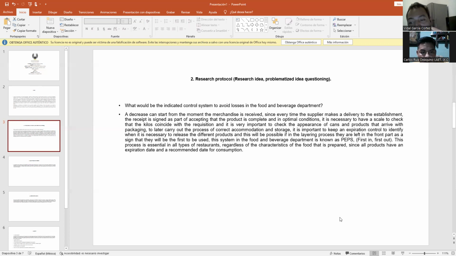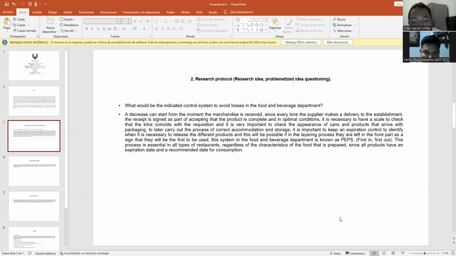It is necessary to have a scale to check that the kilograms coincide with the requisition, and it's very important to check the appearance of cans and products that arrive with packing, to later carry out the process of correct accommodation and storage. It is important to keep an expiration control to identify when it is necessary to release the different products, and this will be possible if in the layering process they are left in the front part as a sign that they will be the first to be used.